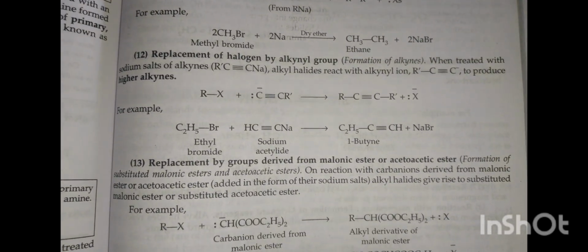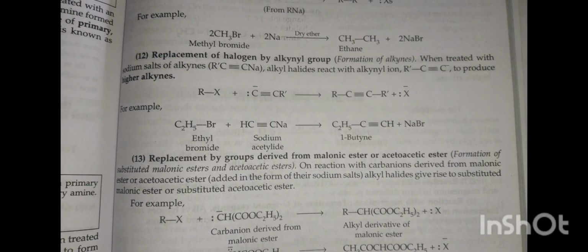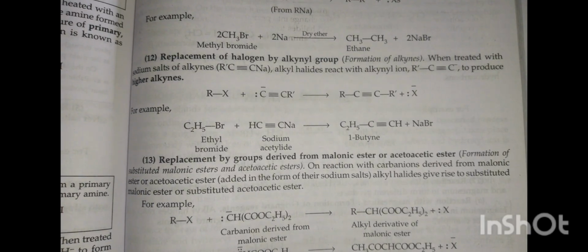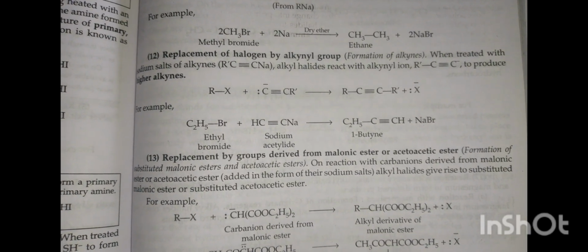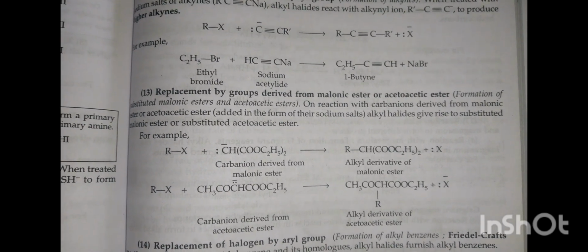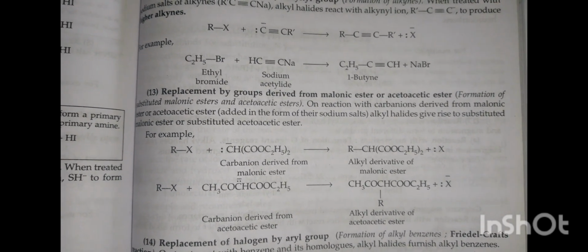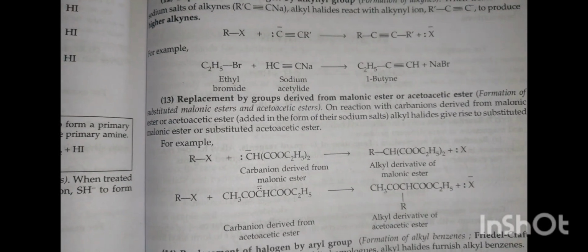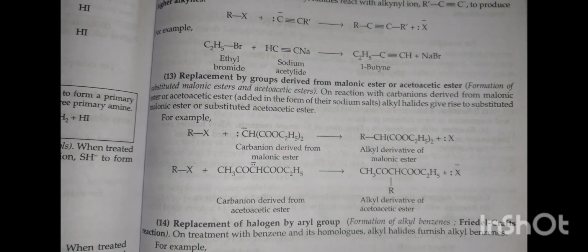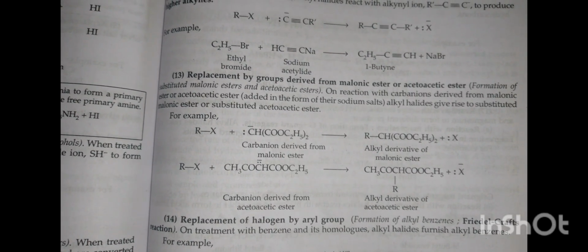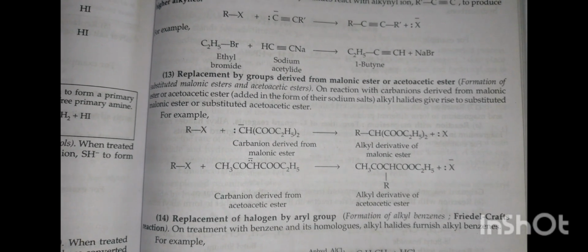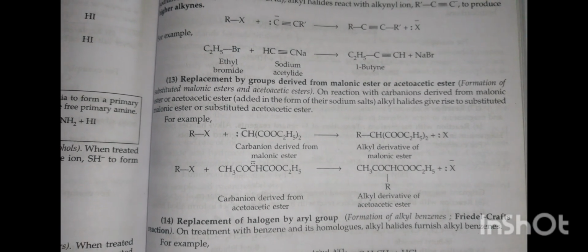Replacement of halogen by an alkyl group. Formation of alkynes when treated with sodium salt of alkynes. Alkyl halides react with alkynide ion to produce higher alkynes. Replacement by groups derived from malonic ester or acetoacetic ester. Formation of substituted malonic ester and acetoacetic esters on reaction with carbanions derived from malonic ester or acetoacetic ester, added in the form of their sodium salt. Alkyl halides give rise to substituted malonic ester or substituted acetoacetic ester.